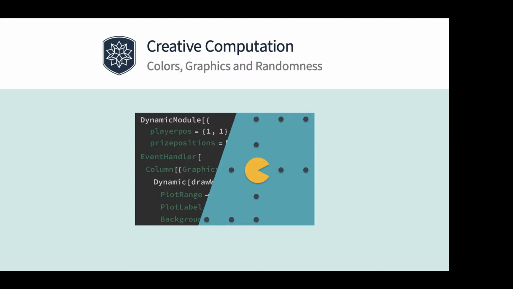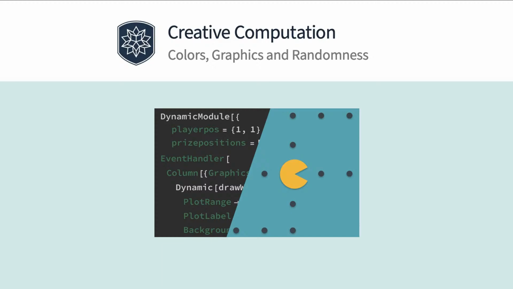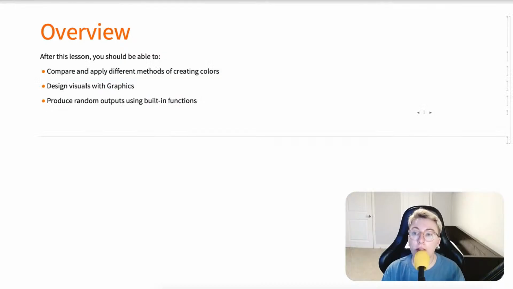In this chapter, we're going to start getting into the functions we'll need for working with visual outputs like graphics and images. We'll learn how to create and use colors within Wolfram Language, and using the graphics framework to design visuals. We'll also look at built-in functions that help us create randomness in our outputs.